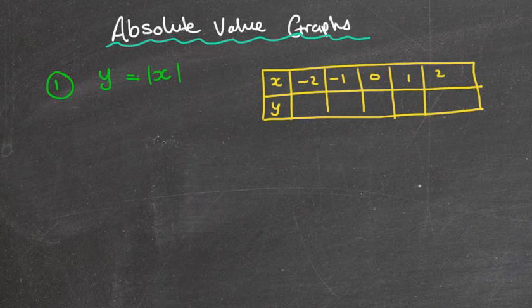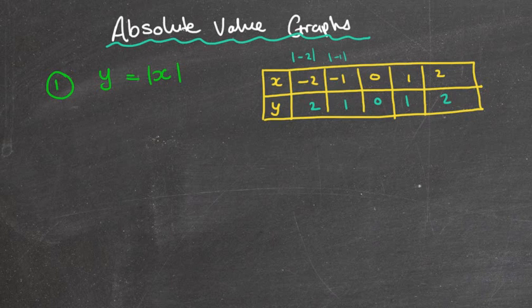Now, this says the absolute value of x. If we remember, in order to find the absolute value of something, we take the positive value. So for the first one, it means the absolute value of -2, which is +2. Absolute value of -1, which is +1. Absolute value of 0 is 0, of 1 is 1, of 2 is 2.